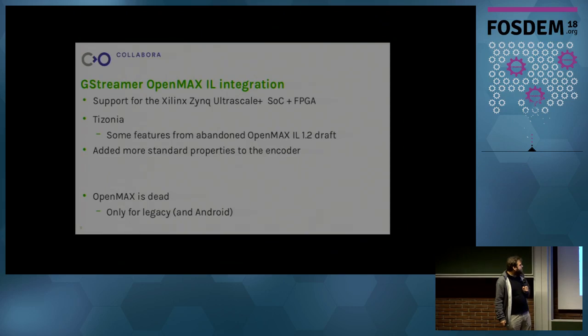I should mention, this is all about OpenMAX IL, the intermediate layer. There's also OpenMAX AL and DL, and no one uses them. DL, the device layer, has never been implemented, and AL, the application layer, is actually implemented in Android, but I don't know if anyone actually uses that. So basically, OpenMAX now is the Android API, and people just write OpenMAX elements that do the very minimum to work in Android, and that's it. Don't do that.